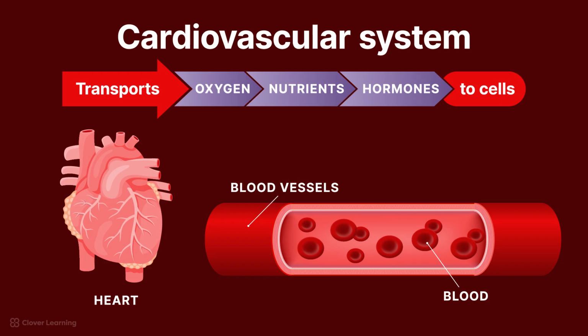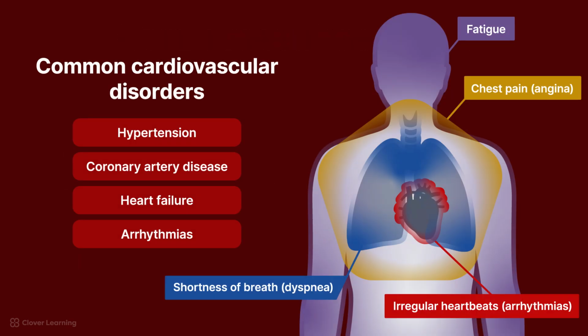In summary, the cardiovascular system is responsible for transporting oxygen and nutrients to the cells throughout the body and removing waste products. The cardiovascular system includes the heart, blood vessels, and blood. Common cardiovascular disorders include hypertension, coronary artery disease, heart failure, and arrhythmias. Symptoms often include chest pain or angina, shortness of breath or dyspnea, fatigue, and irregular heartbeats or arrhythmias.